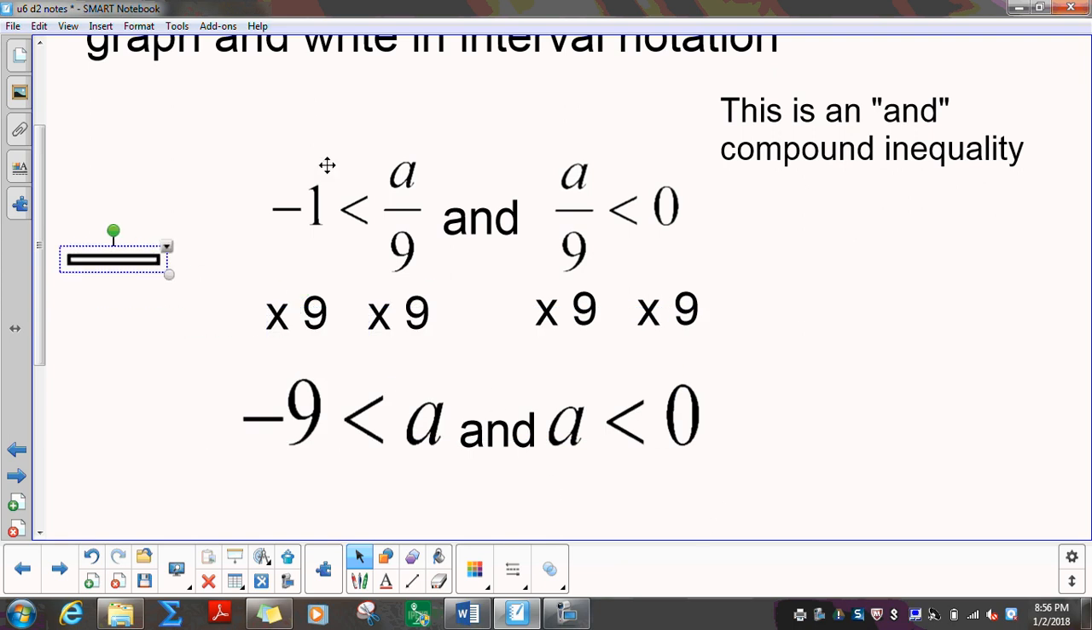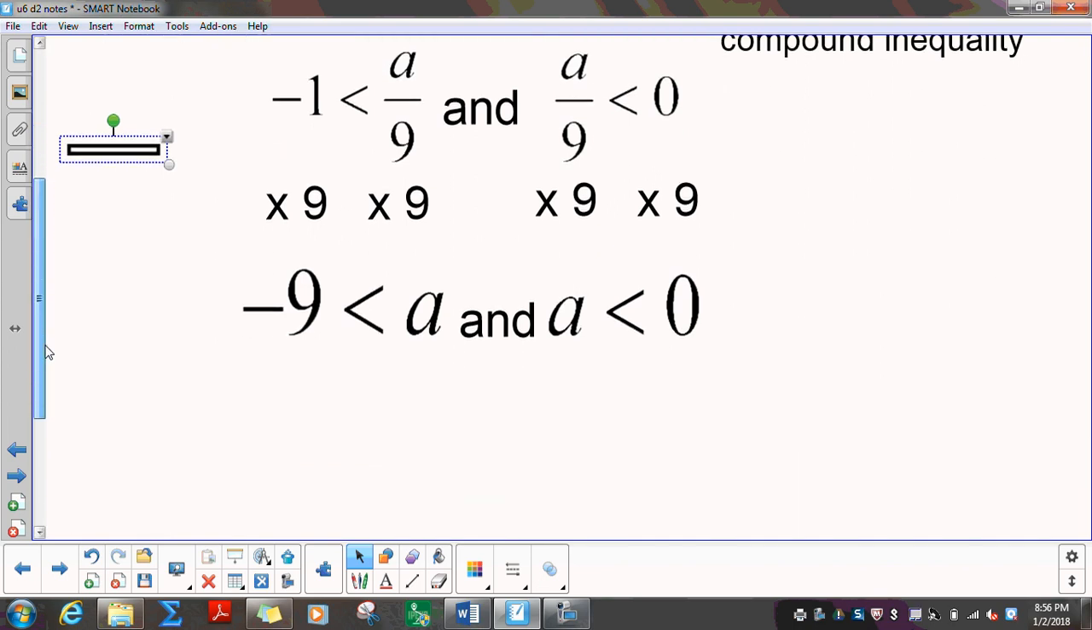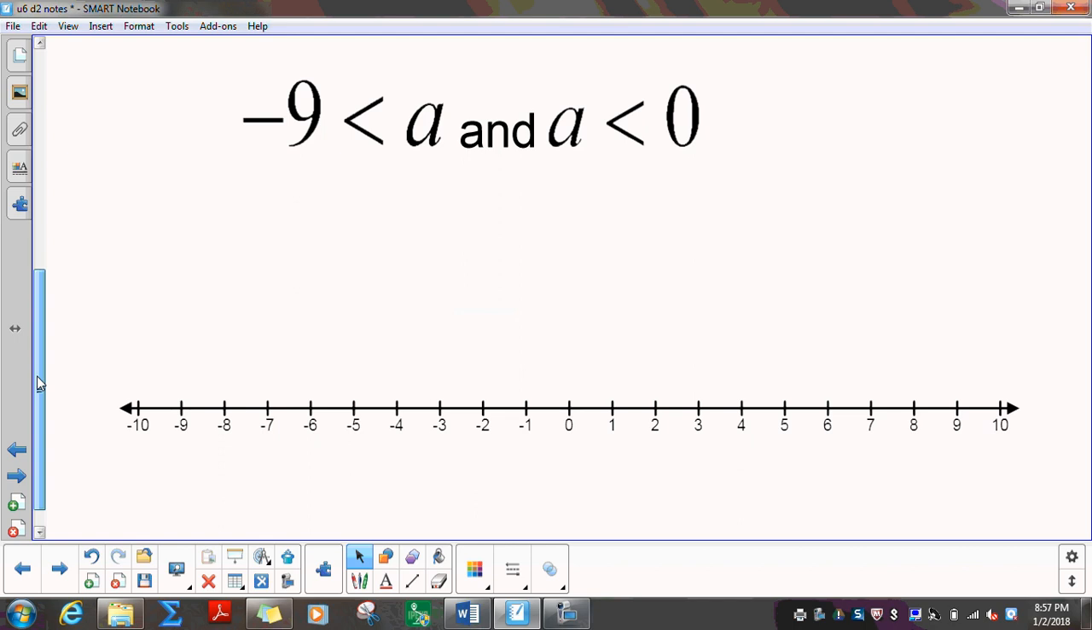Okay, so then I end up getting negative 9 is less than a, and a is less than 0. So those are my two inequalities. Now the word and means it has to satisfy both. So it has to be bigger than negative 9 and smaller than 0. So that gives us a very small window of where our solutions are. So we're going to go ahead and graph it.